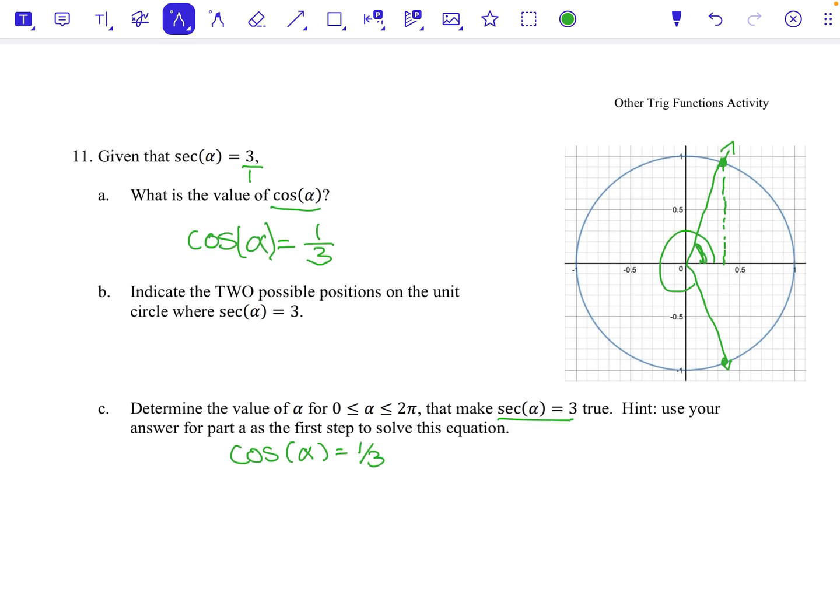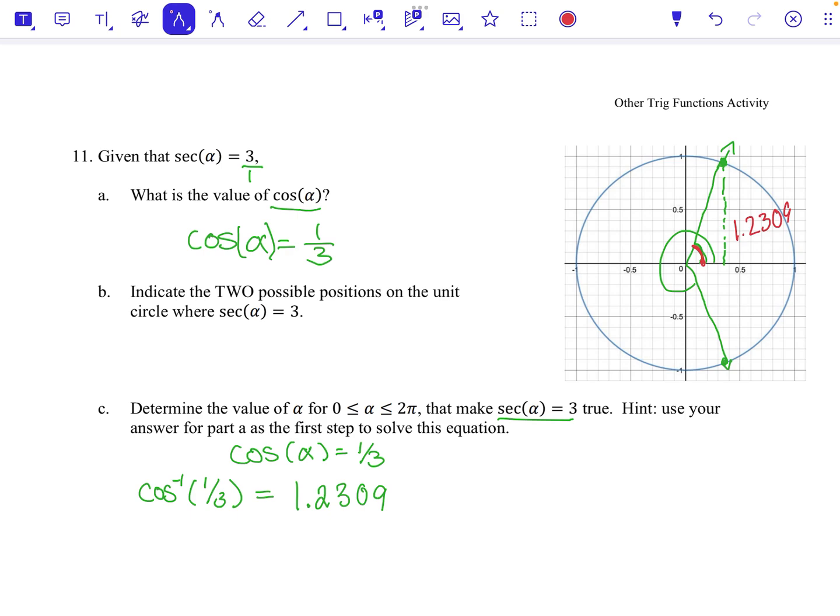So let's do that. I'm going to use my inverse cosine, which we've already talked about as a function, and where the limits on the domain are. If I type inverse cosine into my calculator, I come up with 1.2309. And just like we showed here, that would be this angle measure right here in quadrant 1.